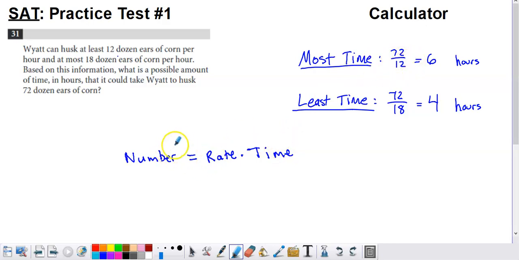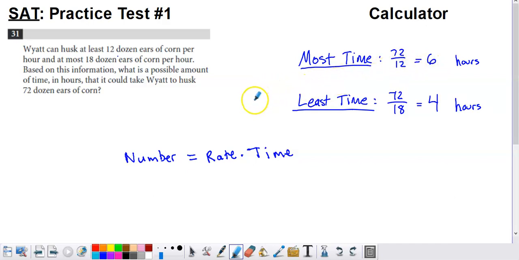Take the 72, undo this multiplication by dividing by 12, right? So that would leave us with 6 hours as the amount of time. So the number divided by the rate is going to equal the number of hours that it's going to take. So the most time that it could take this person would be 6 hours.